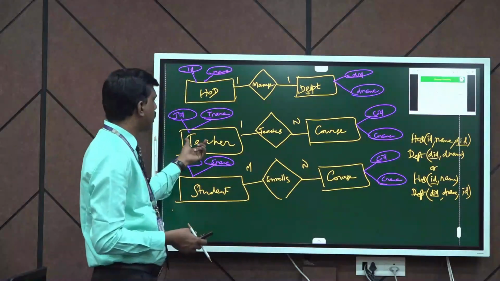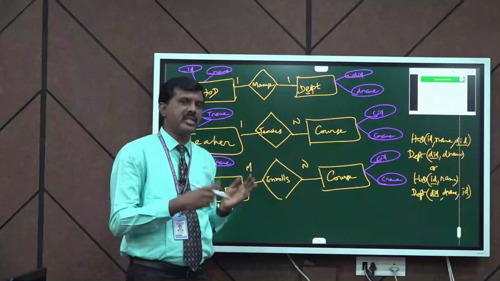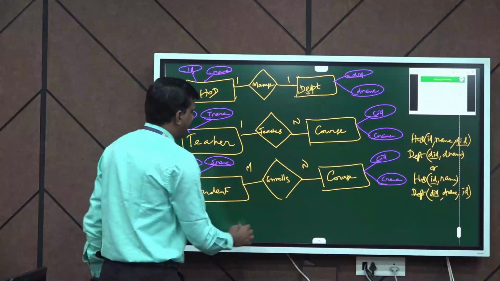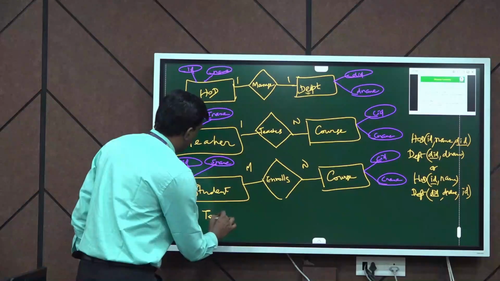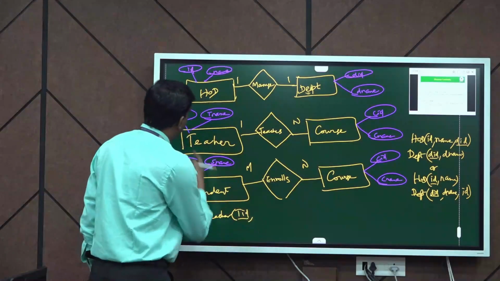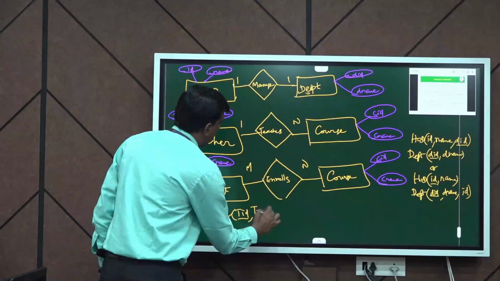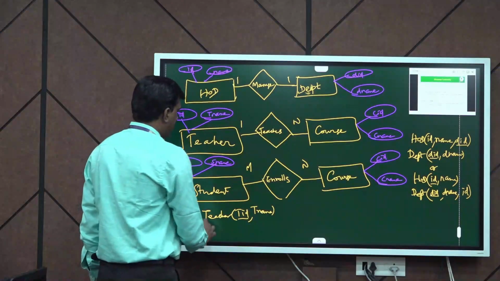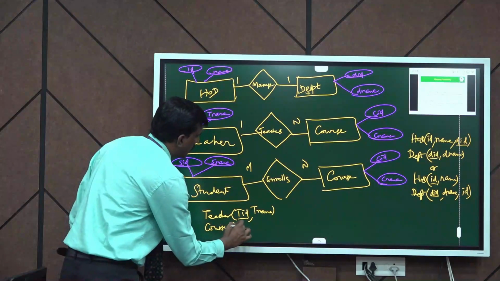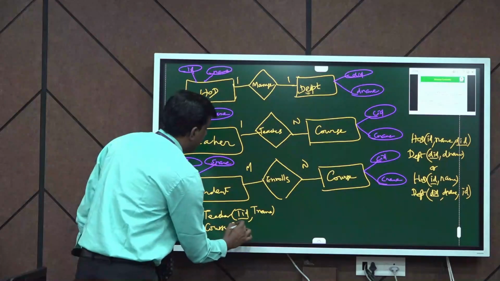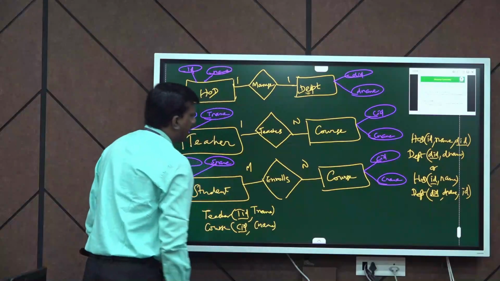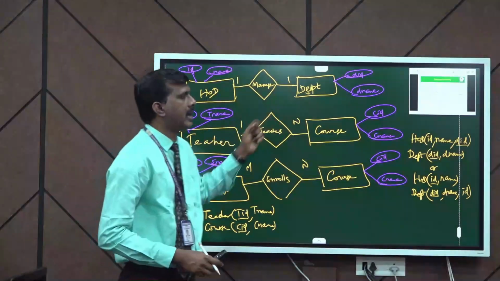As usual, we have two entities, and these two entities are first converted into two different relations or tables. For example, teacher: teacher ID is a key attribute, so primary key, and teacher name. Also we have courses: CID is the key, then C name. But we have a relationship 1 to n.